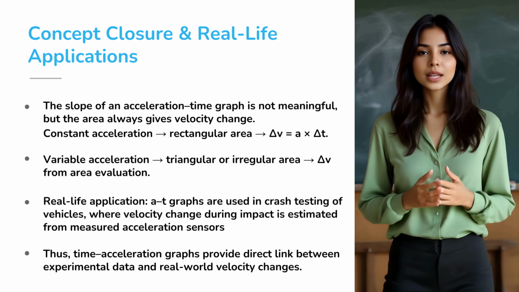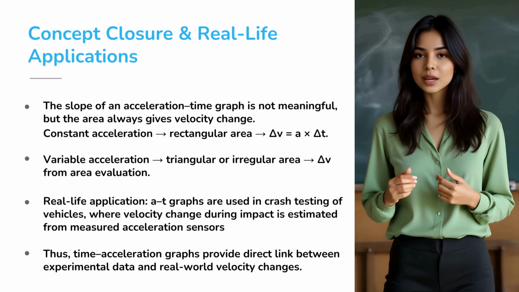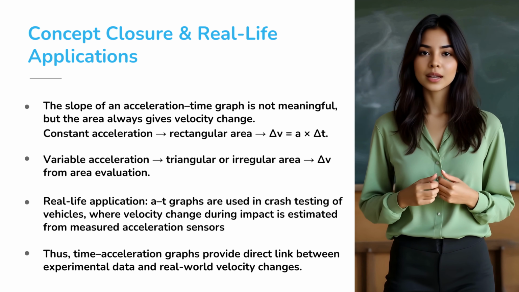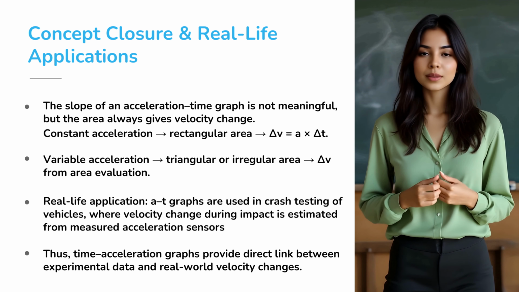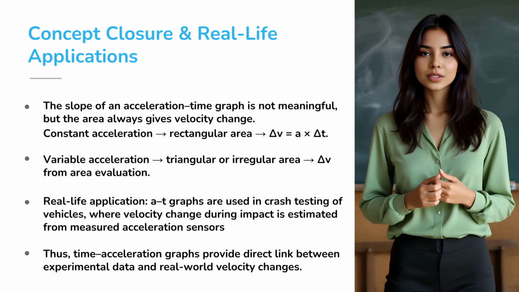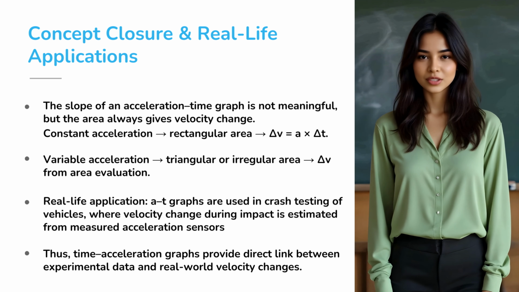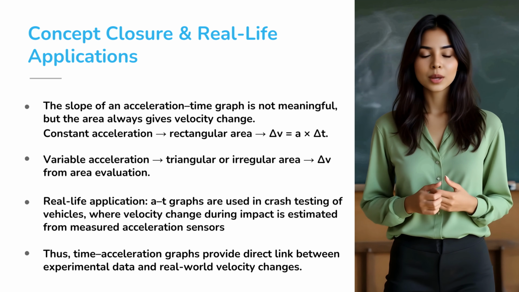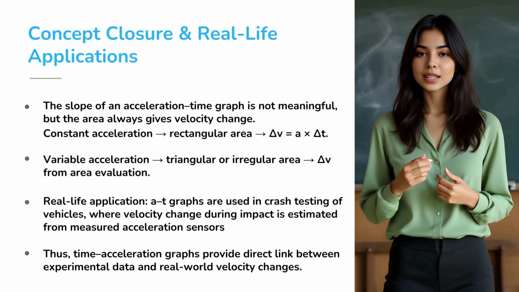Alright, let's bring everything together. We've learned that while the slope of an acceleration time graph doesn't have much meaning, the area under the graph always equals the velocity change. For constant acceleration, the area is rectangular and dv equals a multiplied by dt. For variable acceleration, the area could be triangular, trapezoidal, or even curved, and velocity change is calculated from that area.